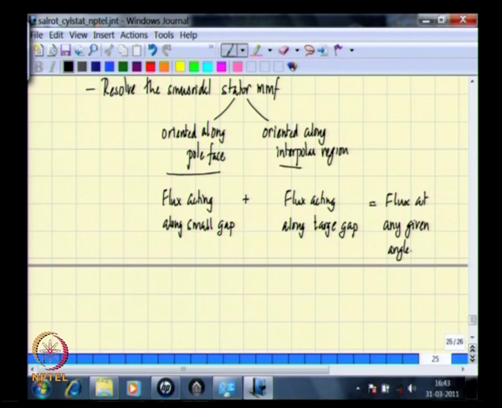The idea is that the flux generated at any given angle is not possible to determine just from the MMF distribution alone, because in the salient pole rotor, the pole face regions are the ones that are associated with higher flux density, interpolar regions are the ones associated with low flux density, and as the rotor rotates, where the pole face occurs, where the interpolar region occurs, both are going to change.